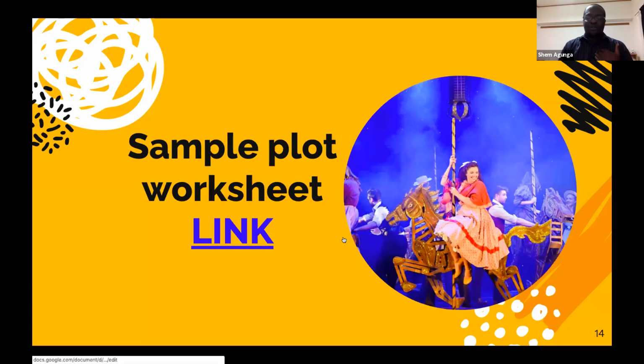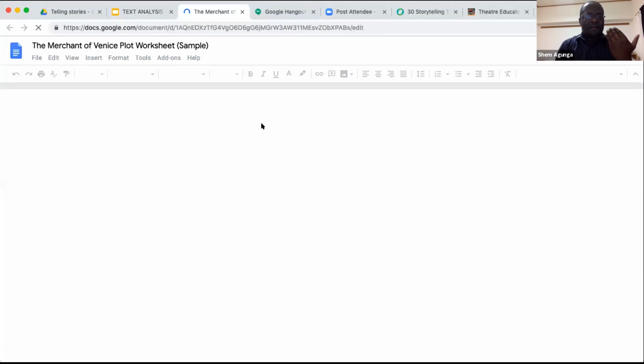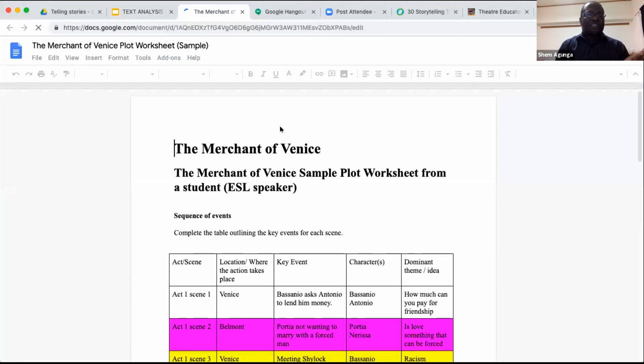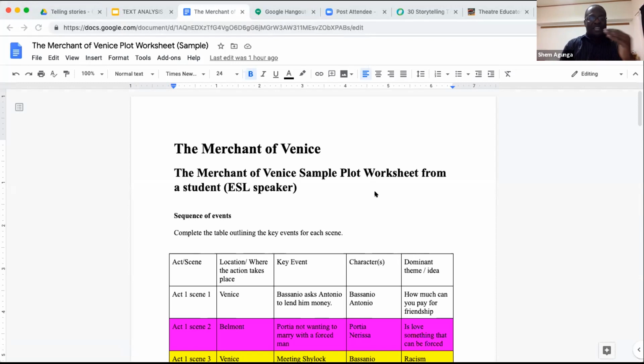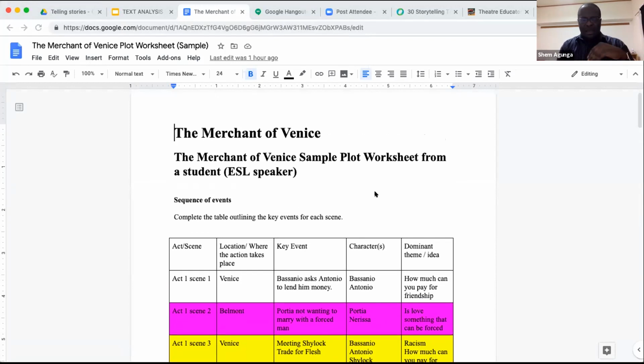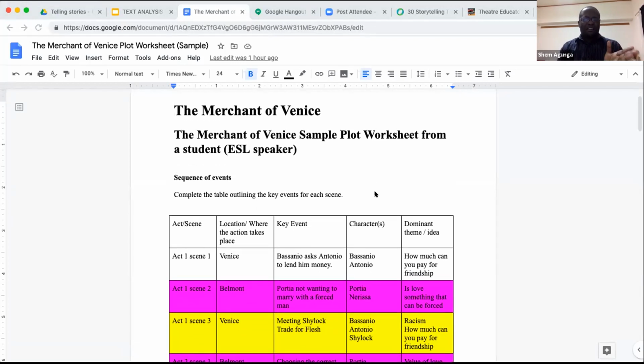I would like to share with you, in my line of teaching, I teach students who take English as a second language, being in Japan, and this is one of the kind of approach worksheet that has really worked for me that I'd like to share with you. I use this with my students, and this is a sample from one of my students who is an ESL speaker. And this helps my students to learn and understand how to break down or how to analyze the script scene by scene.